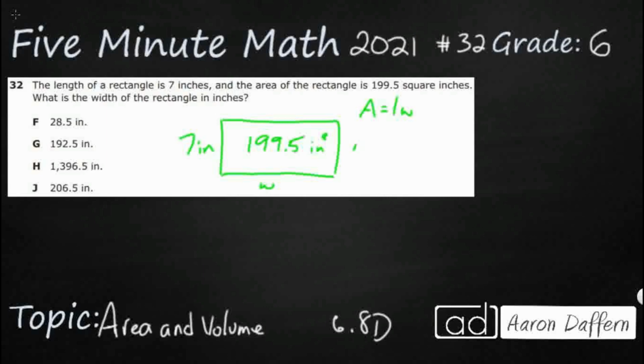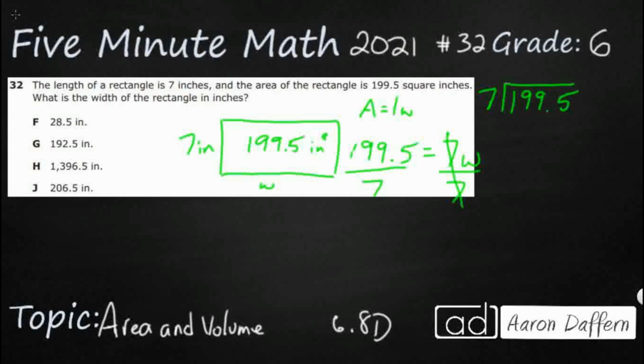So let's see what we have here. Area is going to be our 199.5 equals my length 7 times my W. So how do I isolate the variable? How do I figure out what this W is? Well, you can divide both sides by 7. Those two are going to cancel each other out, and you'll be left with just the width. And let's see what 199.5 divided by 7 is, because that's going to get us our answer.